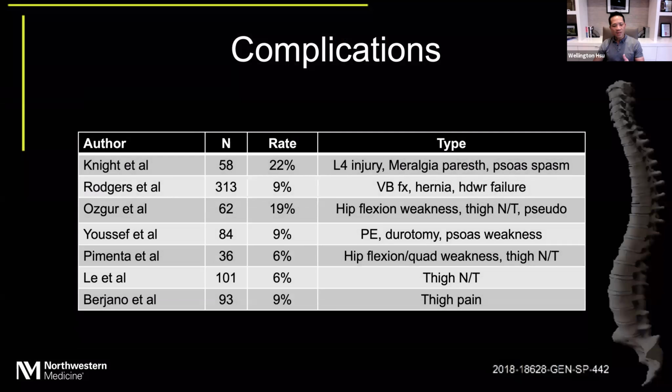Everybody gets hip flexion weakness to some degree. Most folks are better at 6 weeks, or completely resolved at 6 weeks, I should say. But other individuals can have thigh pain, they can have thigh numbness, and so I tell everybody that they'll get this and that they may have trouble walking for a few weeks. But most of the time, it's not really an issue.